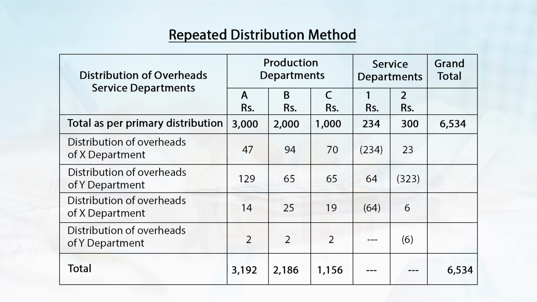Now, let us distribute overhead of X department in the percentage given. Amount comes to for production department A rupees 47, for B rupees 94, for C rupees 70, and for service department Y it comes to rupees 23. Now, let us distribute the overhead of Y department in the percentage given. It comes to for production department A as rupees 129, for B rupees 65, for C as rupees 65. Therefore, service department allocation comes to rupees 64.